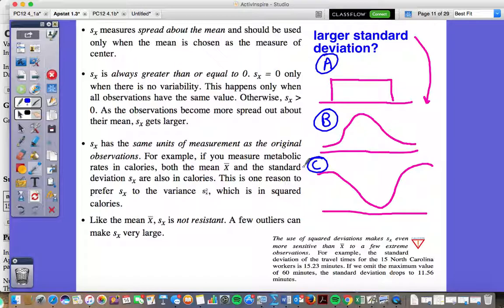I want you right now in your groups to come up with one answer, and why. Which has the larger standard deviation? This is a test question. This will be on your test, 100%. It's either C or A.